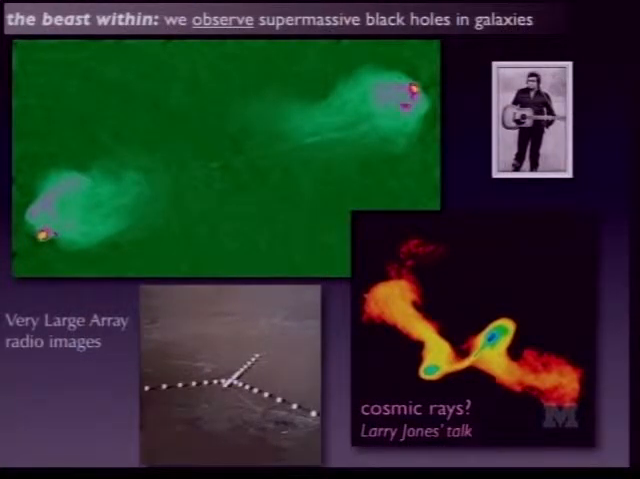So energetic particles come out of these regions, and that's part of the cosmic ray budget in our galaxy, because of interactions like that with the black hole. Okay, so where are we heading next?